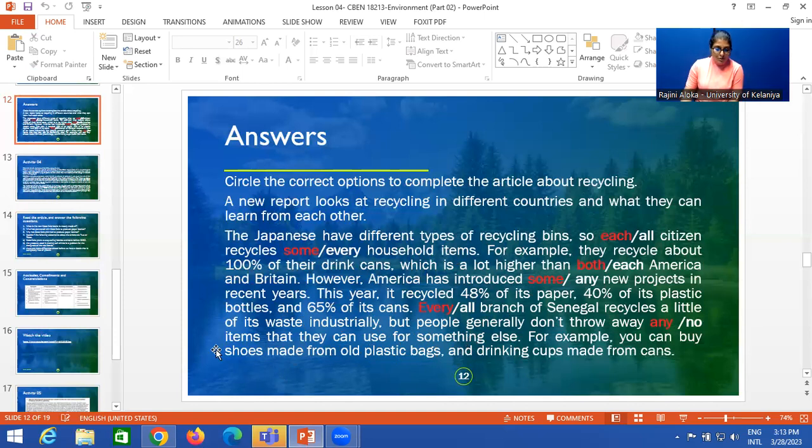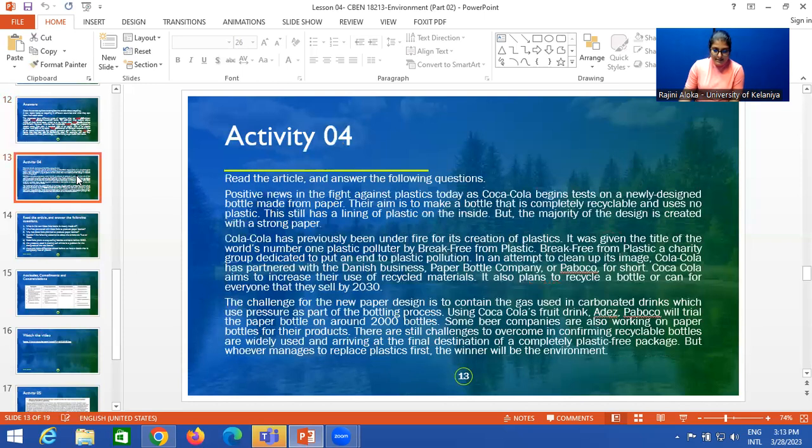Okay, so moving on to the next activity, we have read the article and answer the following questions. Let's read the article first, okay?